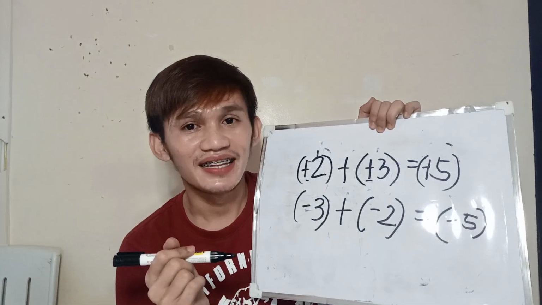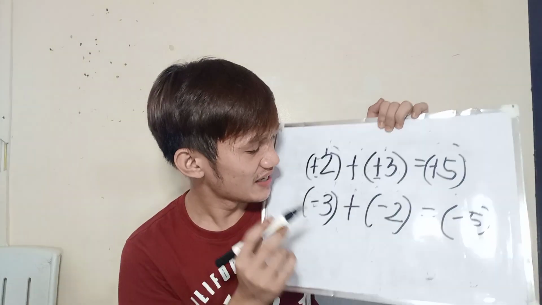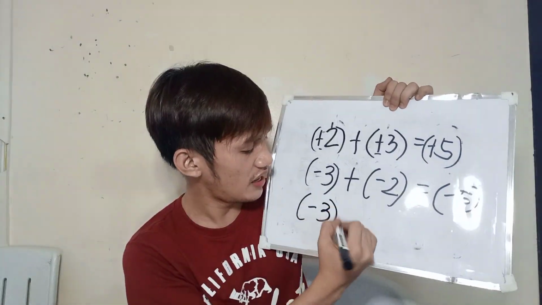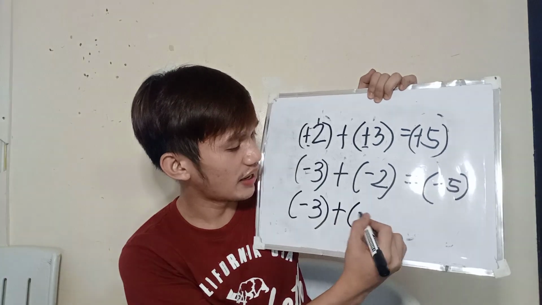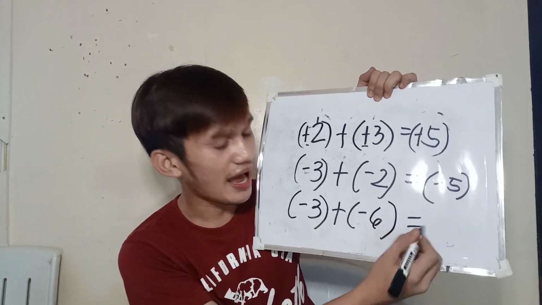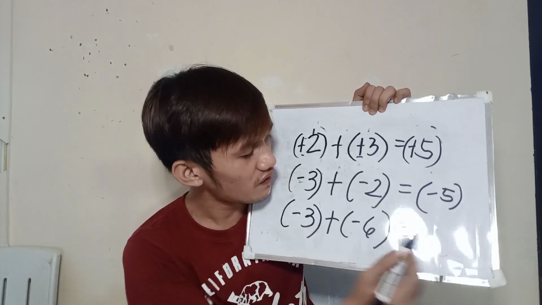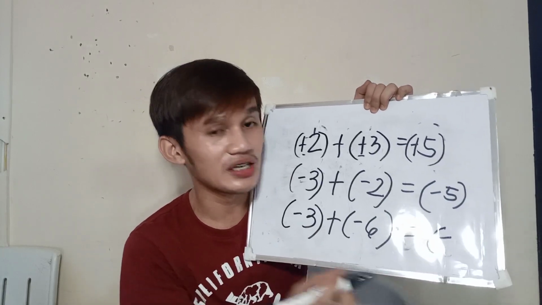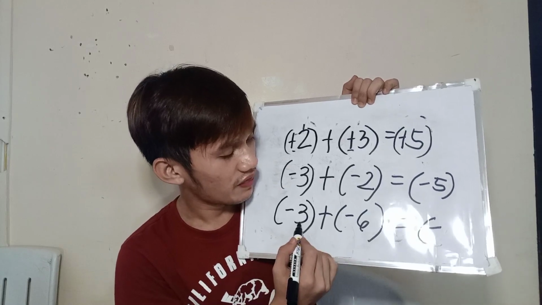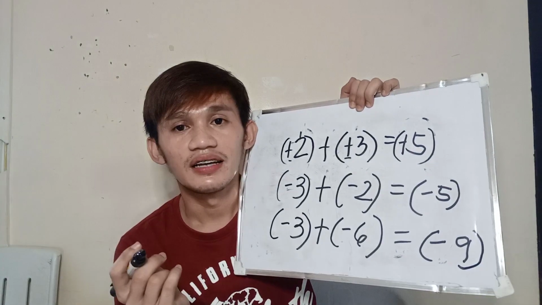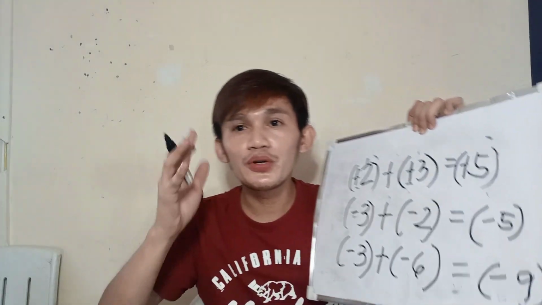As simple as that. Next, for example, we have a negative 3 added to a negative 6. Since this is a negative and then another negative, the answer must be a negative. And then 3 plus 6 is 9, so the answer is negative 9.